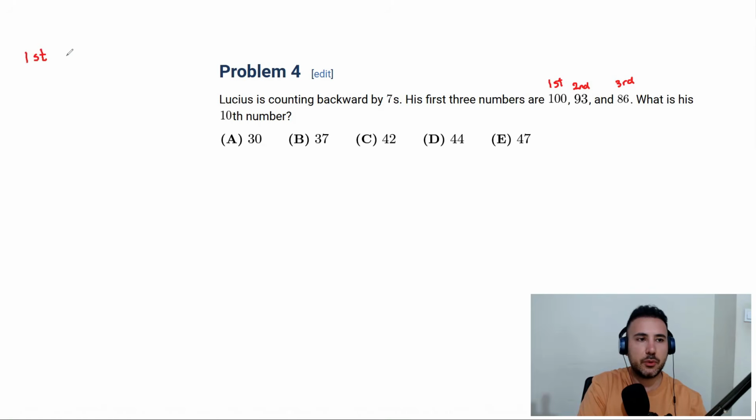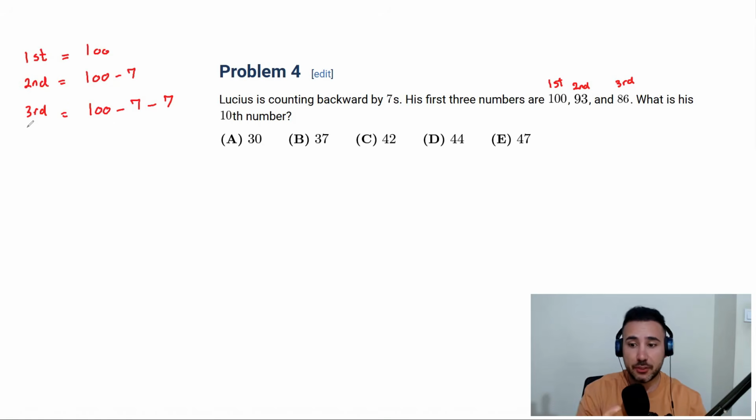The first number is just 100, right? The second number is 100 minus how many sevens? Only 1. So the third number is equal to 100 minus 7, right? So when you want third number, 2 sevens, right? If I want fourth number, I need to subtract how many sevens from this now? Look, minus 7. I need 3, right? So fourth number, 3 sevens.